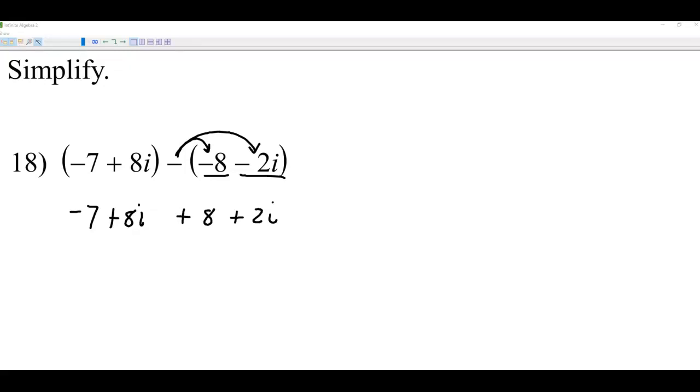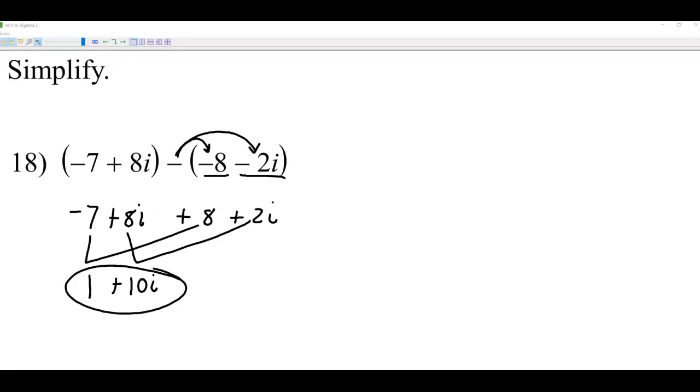And then from there, we can combine our like terms. So -7 and +8 makes 1. 8 and 2 makes 10i. And so there's our final answer.